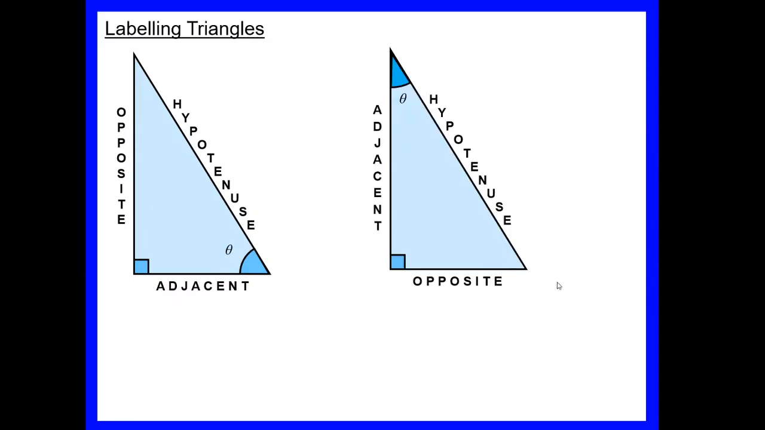Here we've got the same triangle. Our hypotenuse is still in the same place, opposite the right angle. But our angle now is up here, which means that its opposite is at the bottom this time. So we follow directly across to get the opposite, and the one next to, the one touching against the angle, is the adjacent. So the hypotenuse is always the longest side, but the adjacent and opposite swap depending on which angle we're interested in.